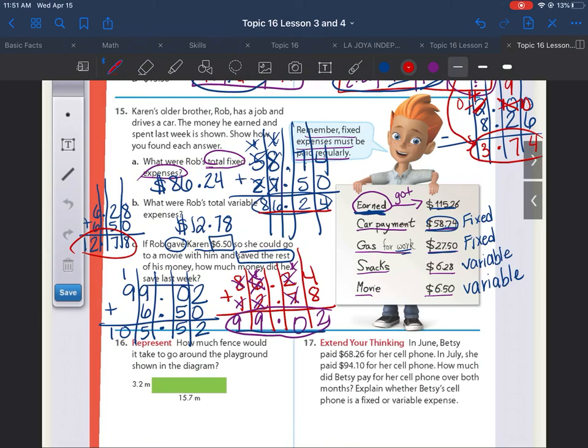So how much money did he save? Well, first of all, how much money did he get from work? $115.26. That's how much money he got from work. I'm going to take away the total amount that he spent, which was $105.52.